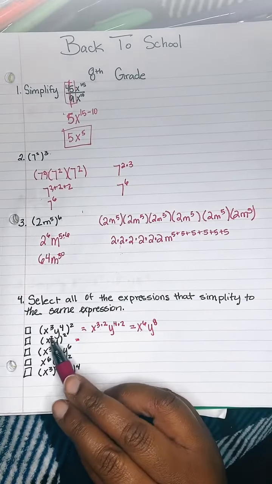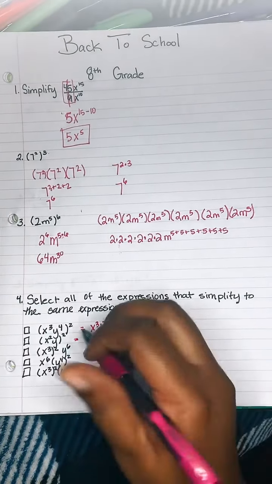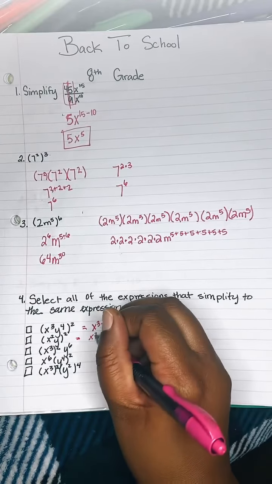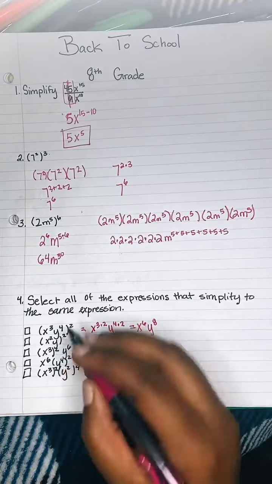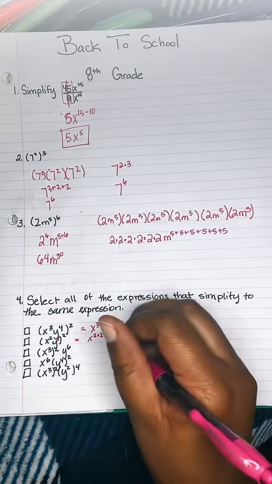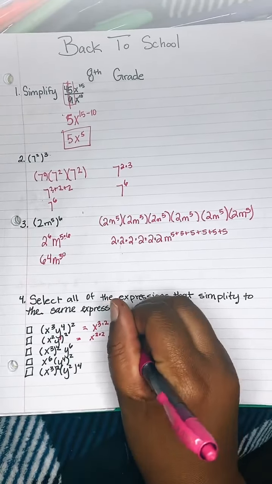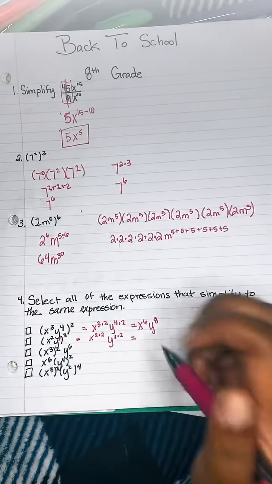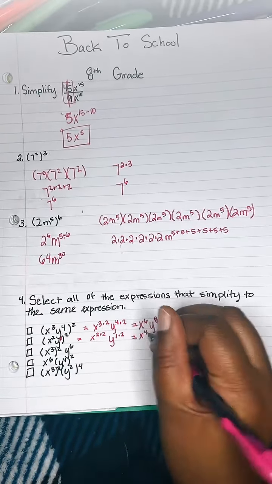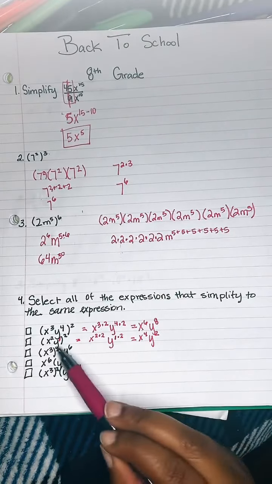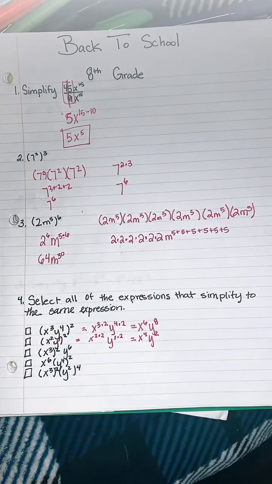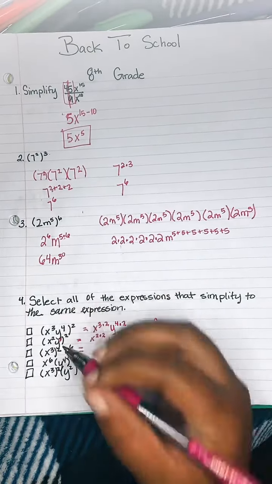So again, a power on a power. Okay, so we get x^(2 times 2), and we have y. Remember, there's a 1 right here. There's an imaginary 1. So we could put 1 times 2. And we get x to the 4th, and then 1 times 2 is y to the 2nd. So we see these two are not the same. Okay. Let's go to this one.